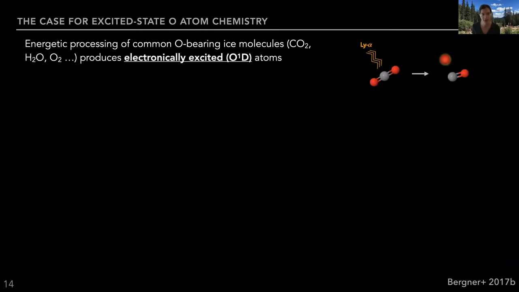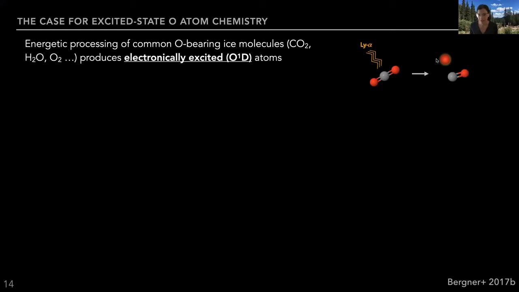So I'm going to talk about one example of this type of chemistry that we think is especially promising, and this is chemistry involving excited state oxygen atoms. It turns out that when you energetically process common oxygen-bearing ice molecules like CO2 or water, you produce an electronically excited oxygen atom, or an O singlet D atom. In the case that you irradiate CO2 molecules at Lyman alpha wavelengths, your products are CO and one of these excited oxygen atoms.